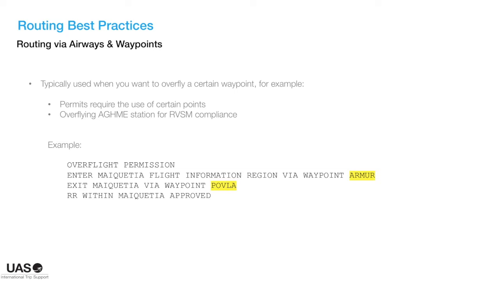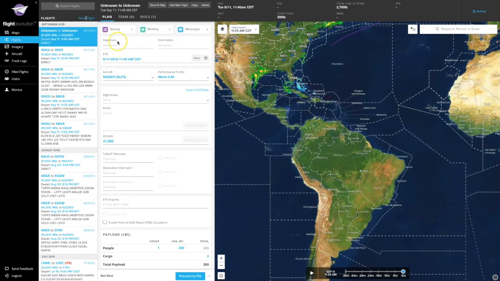And in the example below, you'll see an overflight permit approval from Venezuela. In the example, it tells us to enter Maiquetía FIR, which is Venezuelan airspace, via the waypoint Armur, and to exit Maiquetía airspace at the point Povla. It's telling us with the RR that we're allowed to random route within their airspace while flying over their country. So how exactly do we do that in our flight planning engine? Let's transition over to UAS Flight Evolution and have a look.